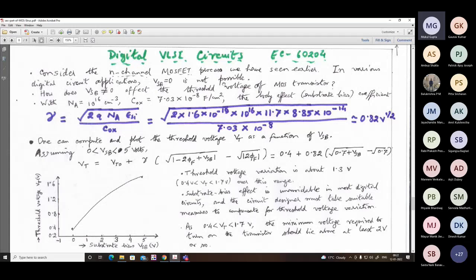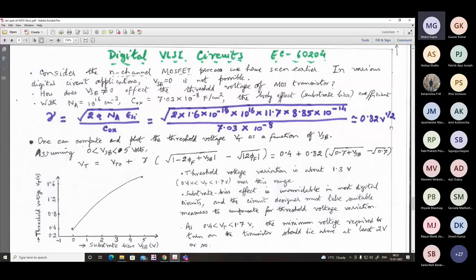Take again the data like acceptor ion concentration happens to be 10 to the power 16 per centimeter cube. Gate oxide capacitance per unit area is 7 into 10 to the power minus 8 farad per centimeter square. And the body effect or substrate bias coefficient in this particular example is root over 2q Na epsilon Si divided by Cox. You put in the value. q is 1.6 into 10 to the power minus 19 coulomb, Na equal to 10 to the power 16, and epsilon, the dielectric constant of silicon, is 11.7 multiplied by free space permittivity. Put in the value, and gate oxide capacitance per unit area is also given. You calculate gamma to be 0.82.